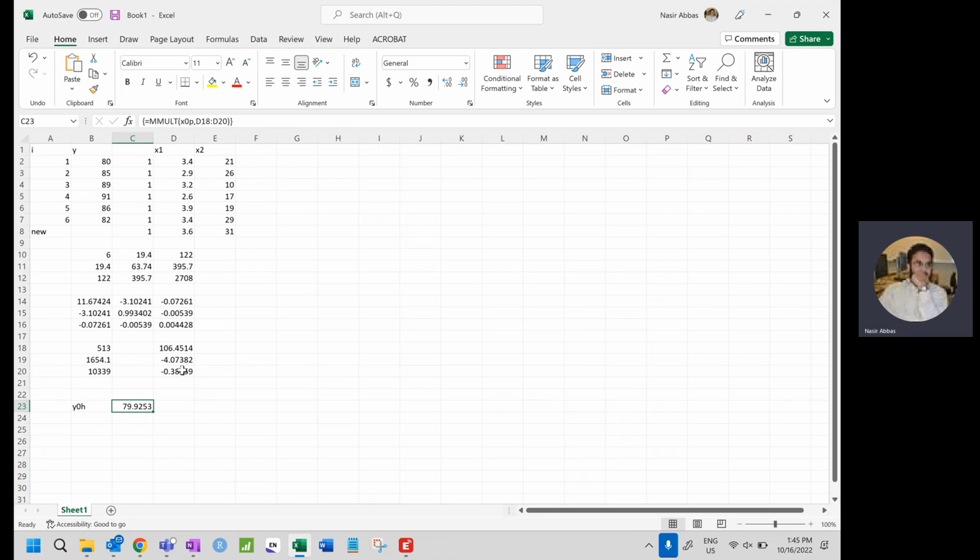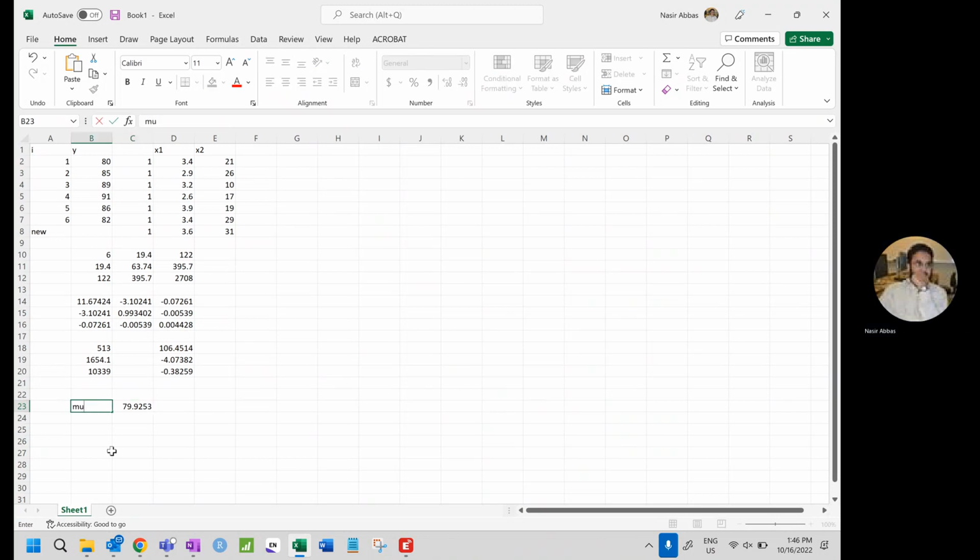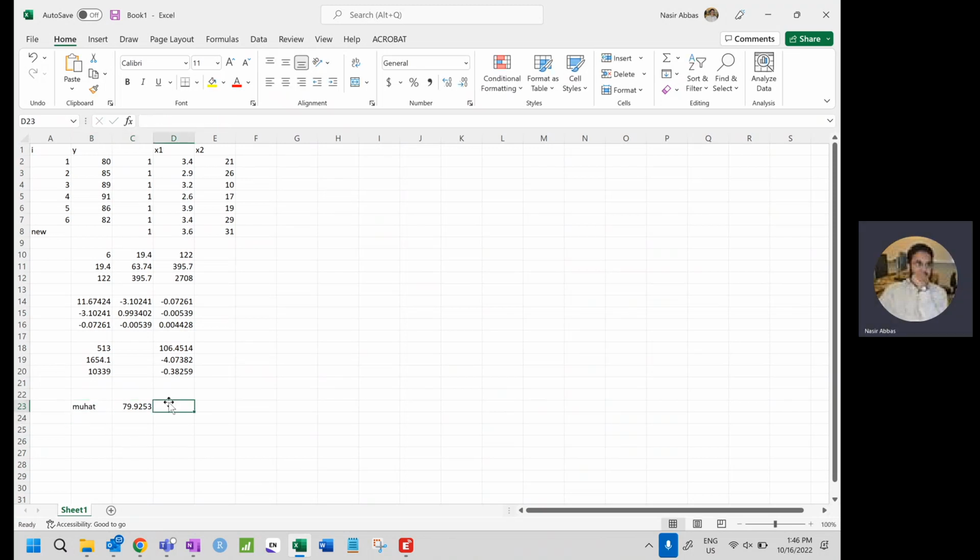The predicted score is 79 point something. This is the point estimate, and this is the same as mu hat. This is the same as Y naught hat. Point estimates are the same. OK.